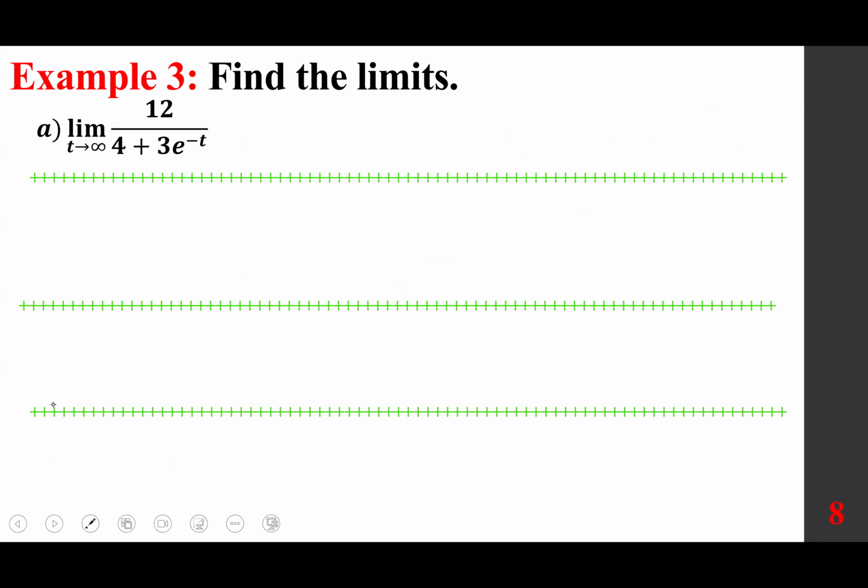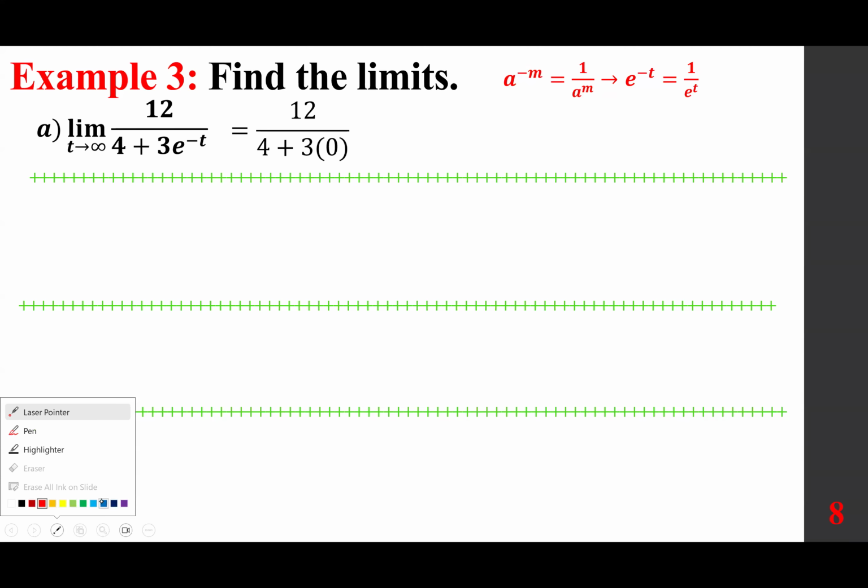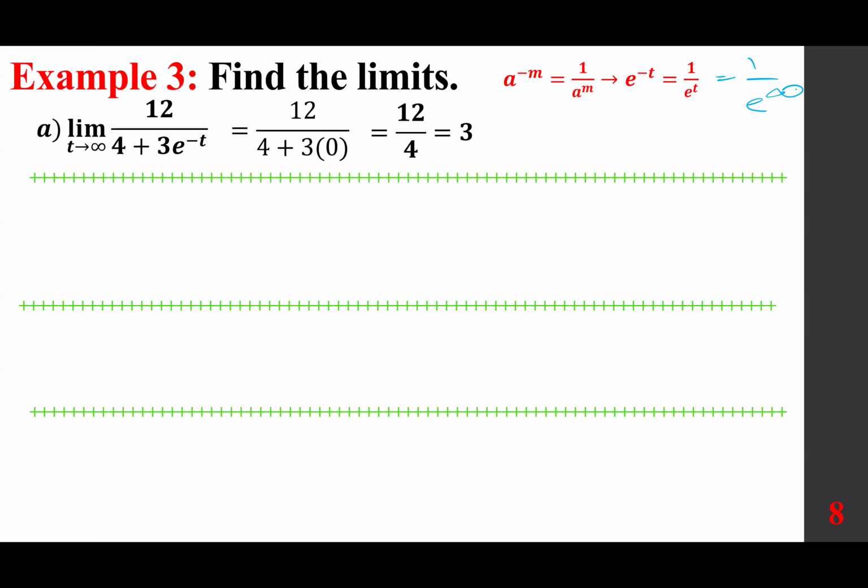We want to find the following limit, and the first thing is to plug in. When you plug in, e to the power minus infinity becomes 0. Why is that? According to negative exponential rule, e to the power minus m is 1 over e to the power of m. Therefore, e to the power minus t is 1 over e to the power of t. And for this case, 1 over e to the power of infinity, that means 0. So the answer is 12 over 4 or 3.